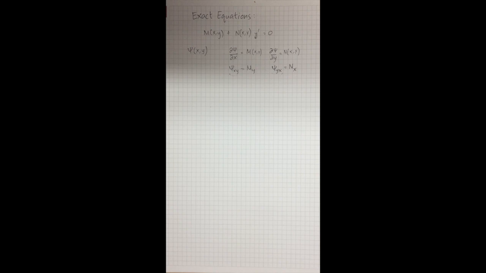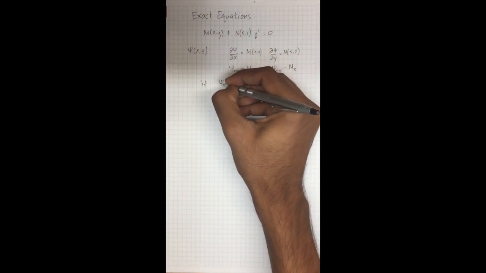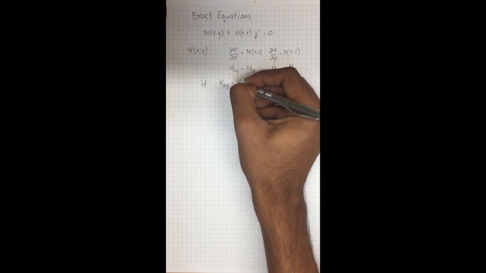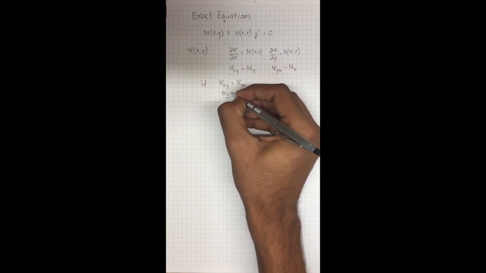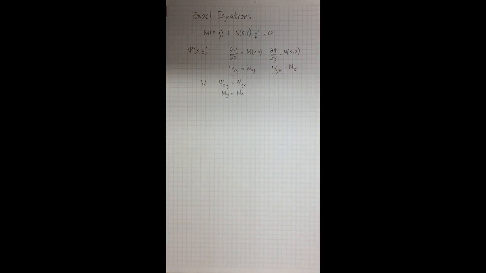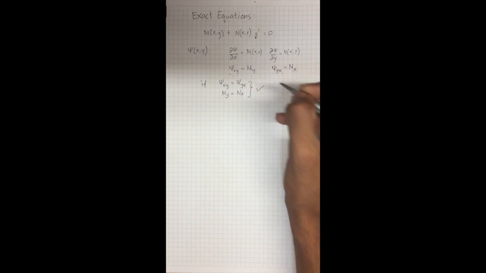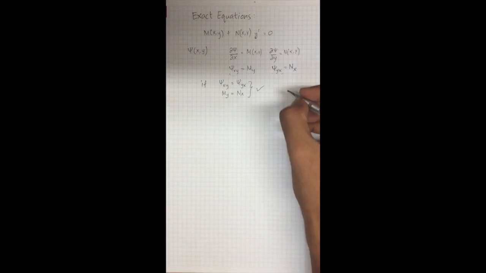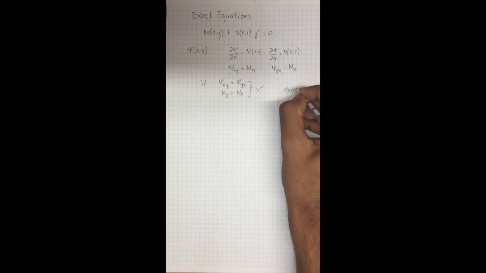As you can see, psi xy and psi yx have to be the same, right? But there are still cases when it might not be the same. So we're going to check if psi xy is equal to psi yx, or in other words, M y is equal to N x. So if this condition is satisfied, then we say that the equation which we have is an exact equation.